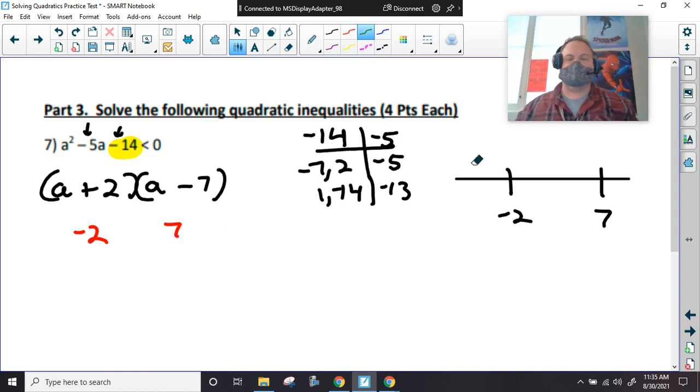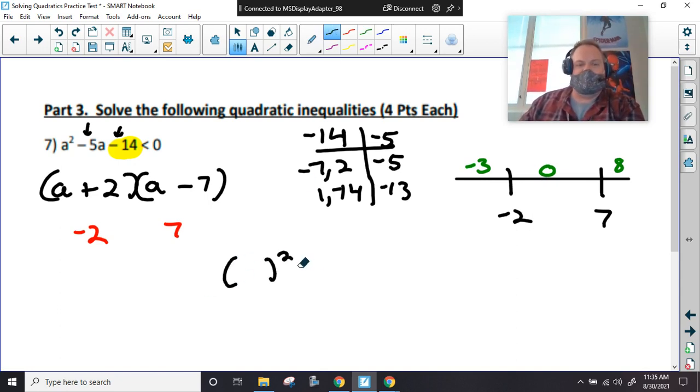Okay, now, and remember it's the opposite of this. All right, so we need to do test points. I can do -3, I can do 0, and I can do 8. Now, remember, how many of these do we really have to test? At least one. Okay, I want to test the easiest one. Yeah, I want to test 0. Okay, so what I'm going to do is everywhere I saw A, I'm going to put a 0.